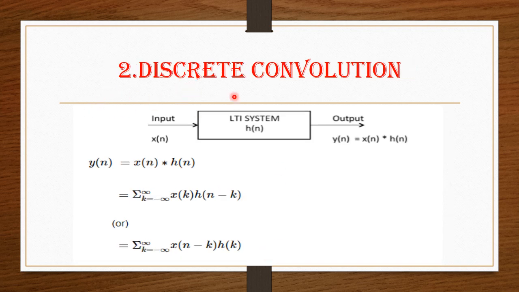The second one is discrete convolution. This convolution is also called the convolution sum, because here we are using summation. So y of n is equal to summation k equal to minus infinity to infinity x of k into h of n minus k. Otherwise we can write it like this also: summation k equal to minus infinity to infinity x of n minus k into h of k.